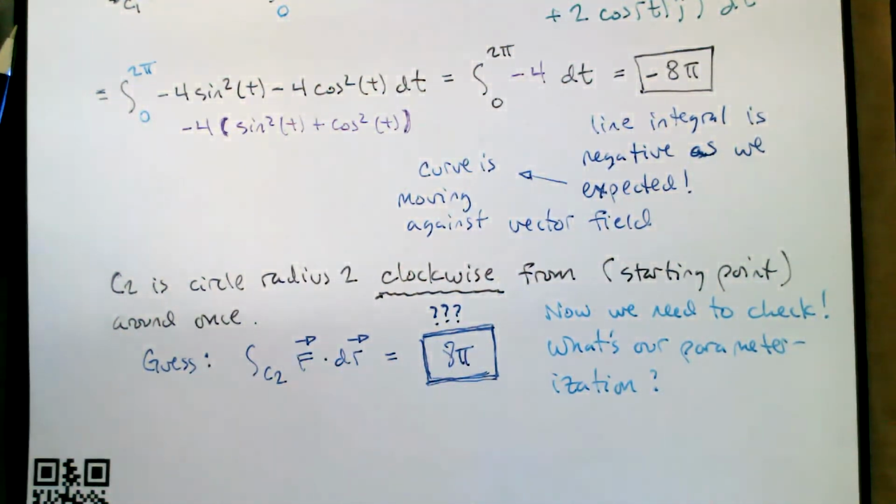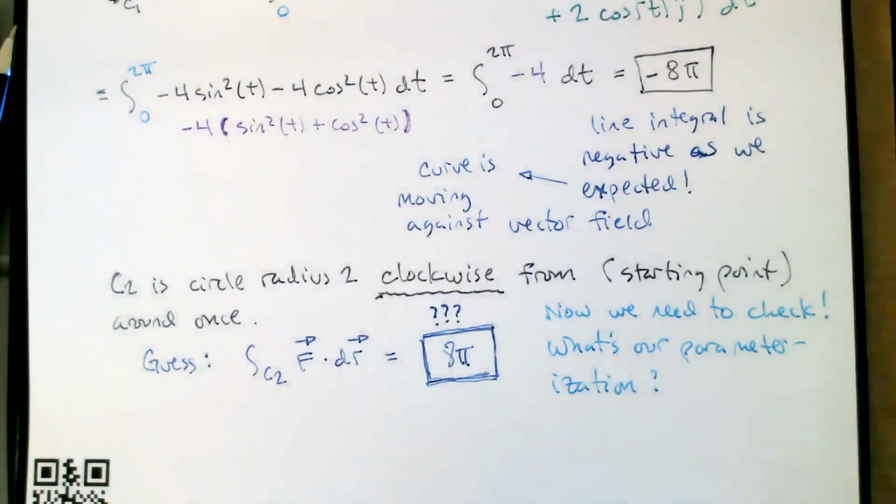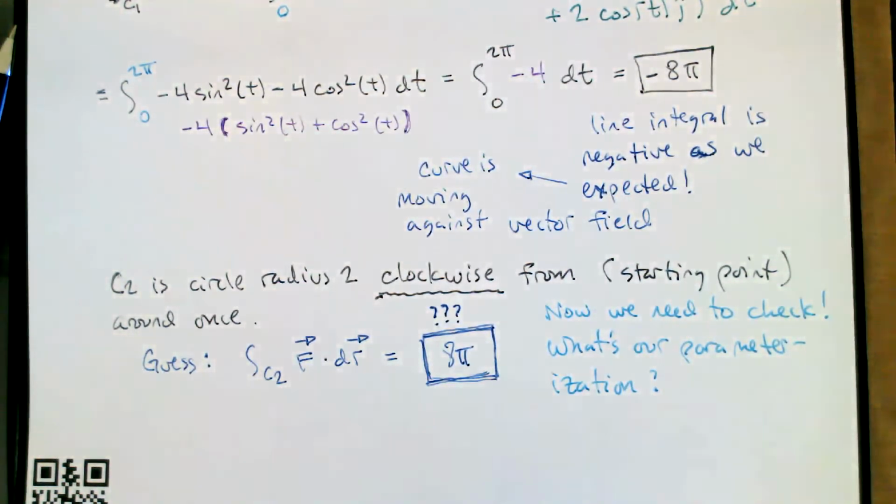The first parameterization I thought of when I walked in to do this problem, I said, I'll just use this parameterization for the circle going the other way. Then I thought about it for a second and I go, oh, that was to start at the same place.